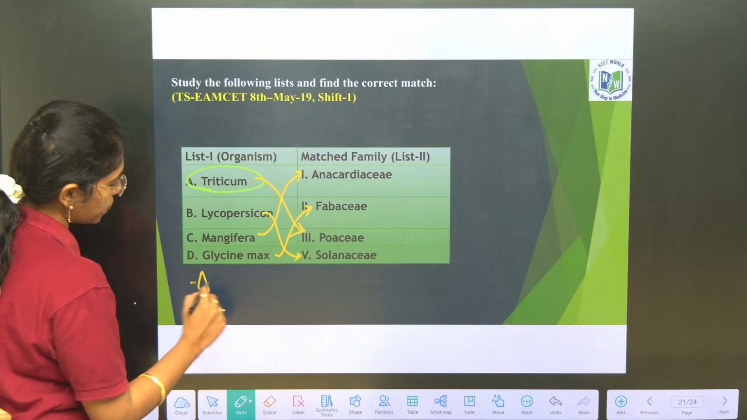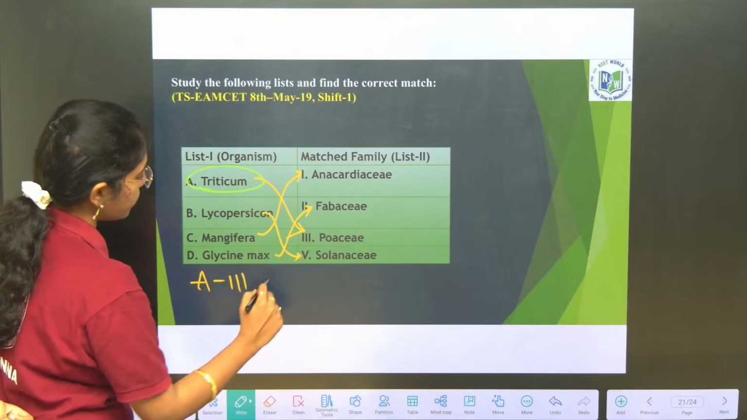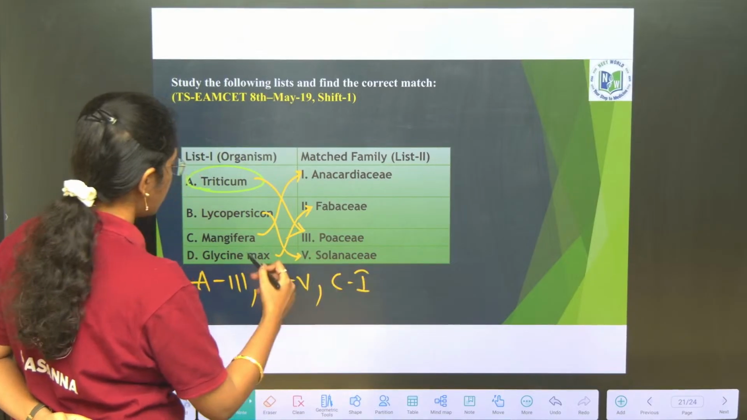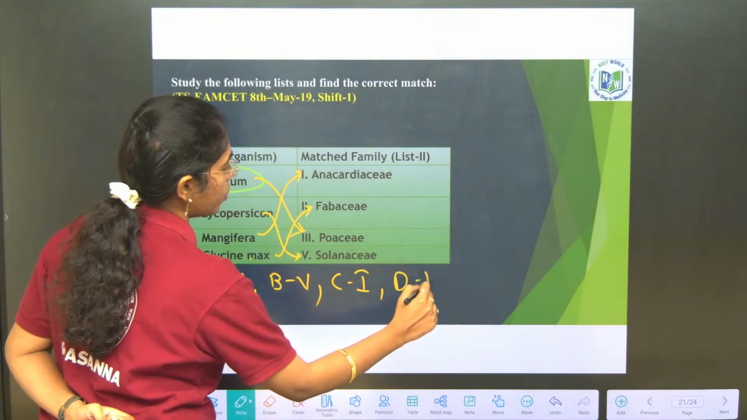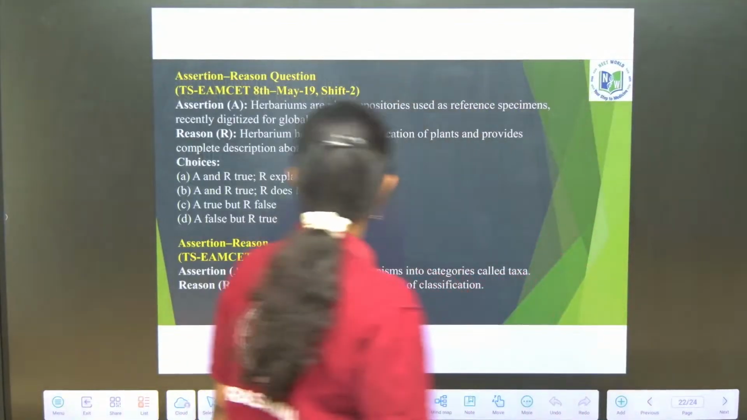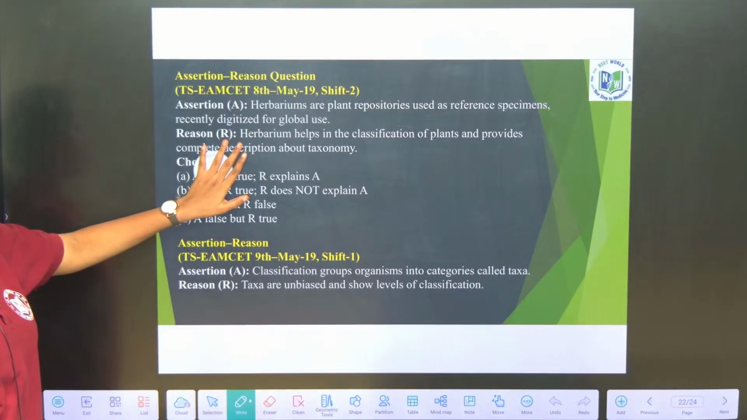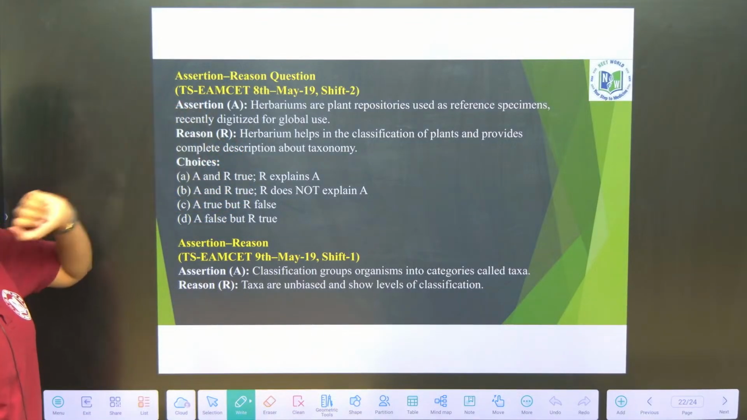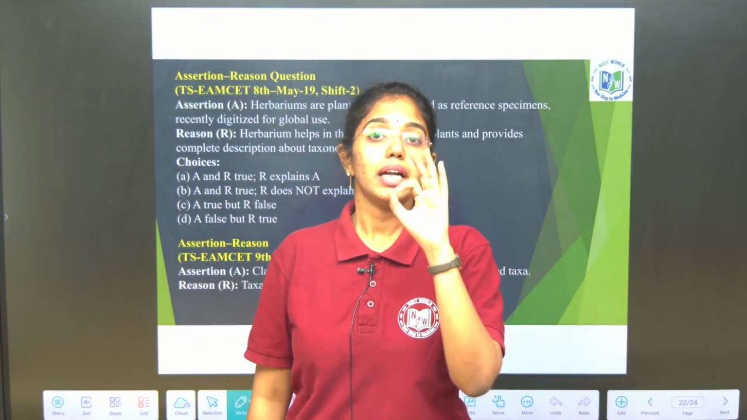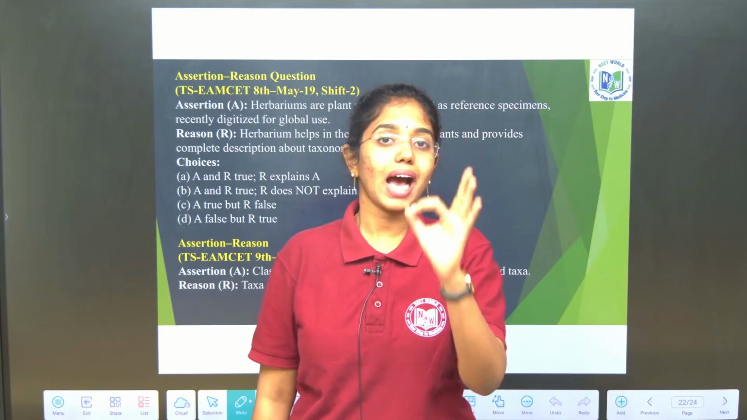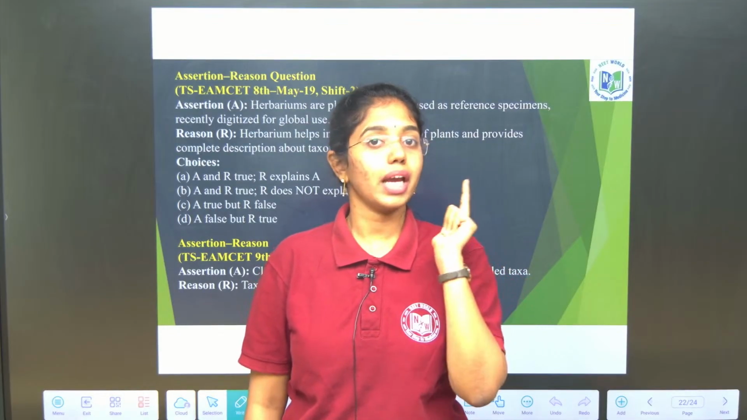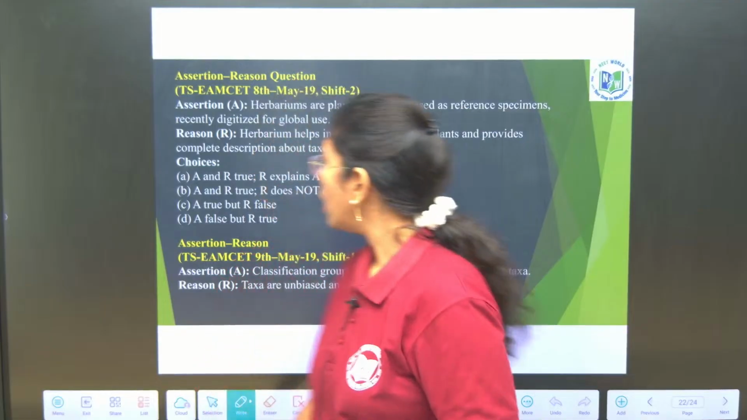So A is 3, B 5, C 1, D 2. Okay. So this is the correct matching. And then here you see assertion reason type of questions asked from taxonomic aids and taxonomic categories only. If you see all the EAPCET PYQs, 80% of the questionnaire is asked from these two domains of this chapter, that is taxonomic categories and taxonomic aids. Remember how important it is, okay.